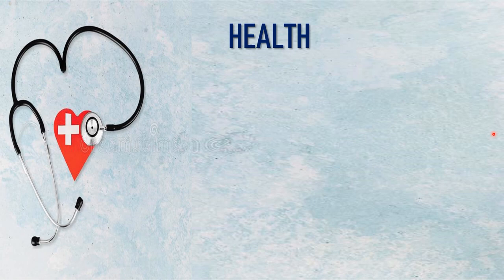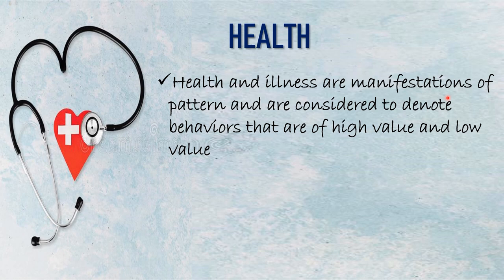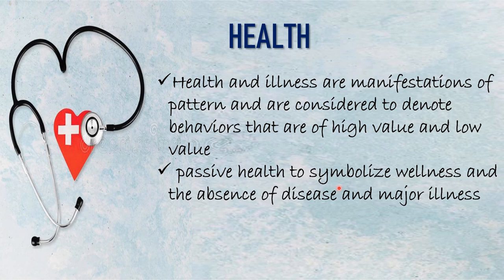According to Rogers, health and illness are manifestations of pattern and are considered to denote behaviors that are of high value and low value. Rogers uses the term health in many of her earlier writings without clearly defining the term. She uses the term passive health to symbolize wellness and the absence of disease and major illness. Her promotion of positive health connotes direction in helping people with opportunities for rhythmic consistency. Later, she wrote that wellness is a much better term because the term health is very ambiguous.